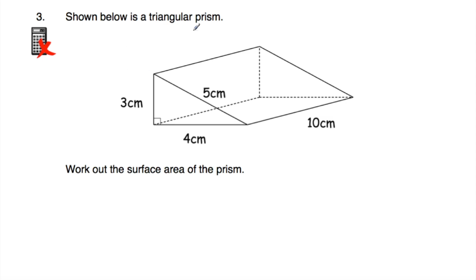So question number 3, we've been shown this triangular prism. So we've got this triangular prism, and we've been asked to work out the surface area of this prism. So we want to find the total surface area of this prism. Okay, so let's consider the faces of this triangular prism. So this triangular prism, it's got 5 faces.